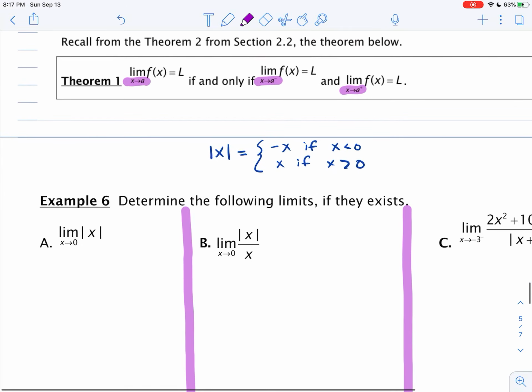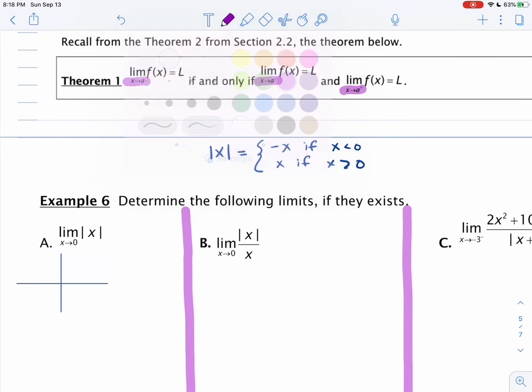In this case, if you know the basic graphs of functions, like if you knew that the graph of the absolute value of x function looks like a V. It's the line y equal to -x on the left-hand side, and on the right-hand side it is the line y equal to x.